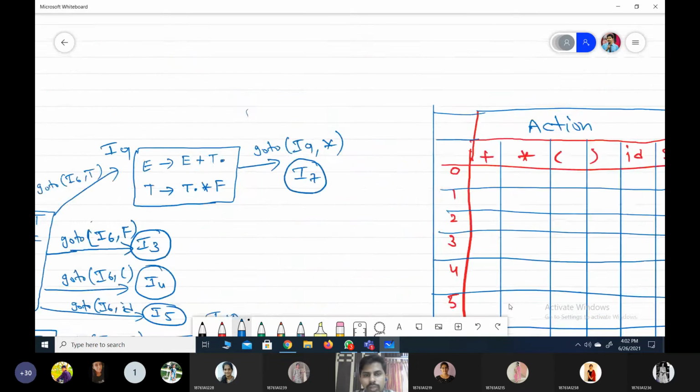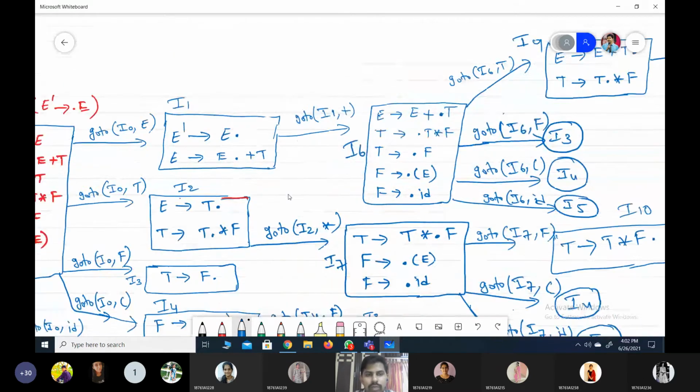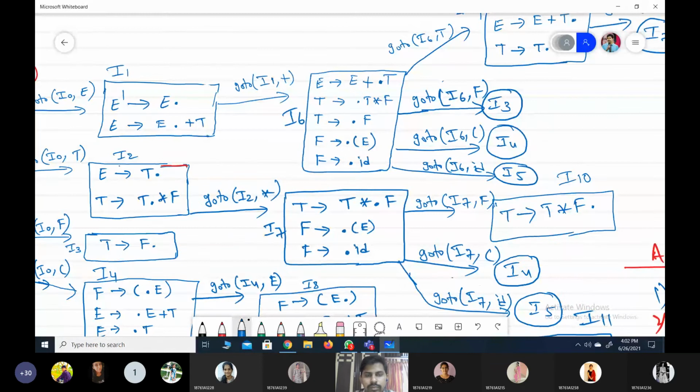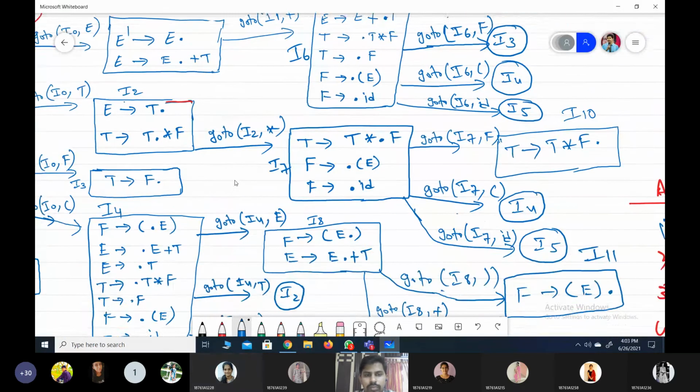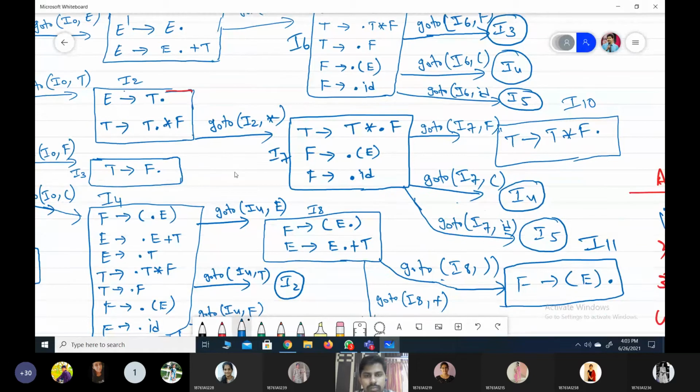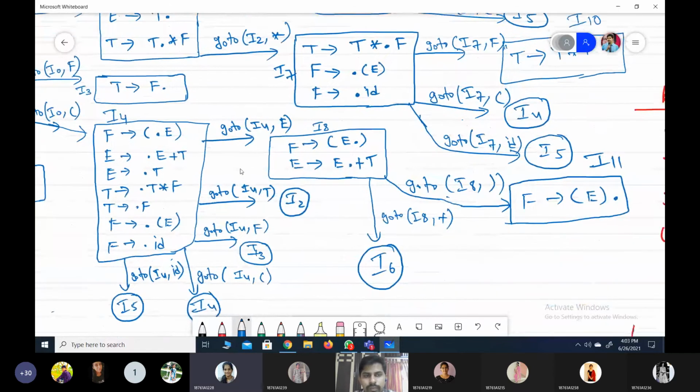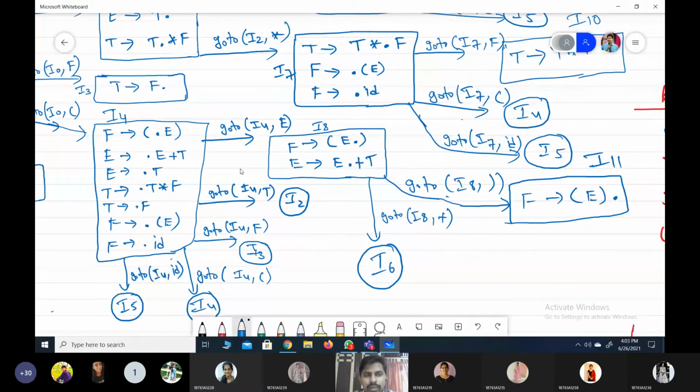Then cross check, I0 is over. Then cross check the I1 state. On the I1 state, is any non-terminal applied? No, sir. Then cross check I2. No, sir. I3. On I3, we didn't apply any non-terminals. We applied on I4. If you are forgetting the item state numbers, then I am highlighting the state numbers. Cross check it.